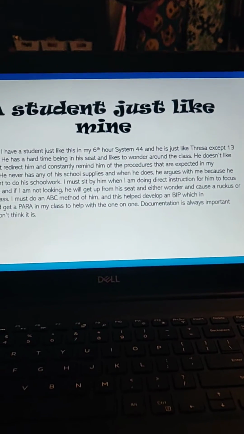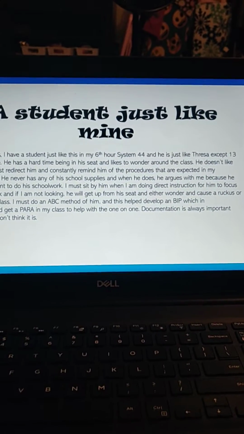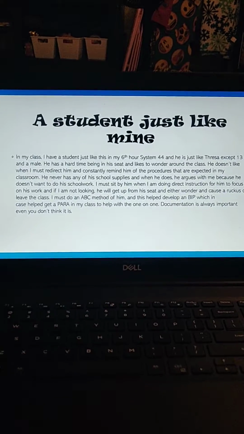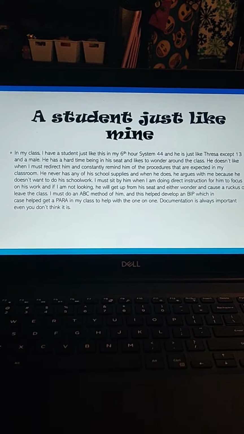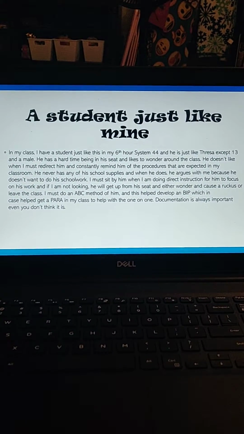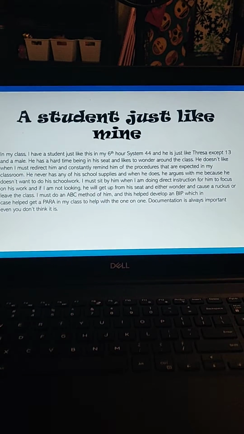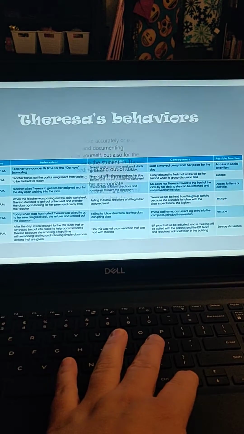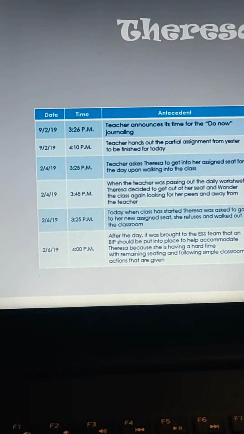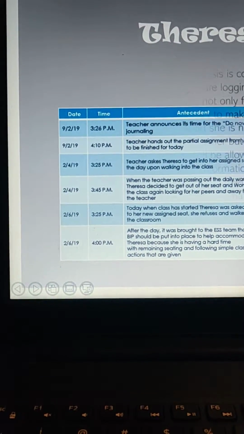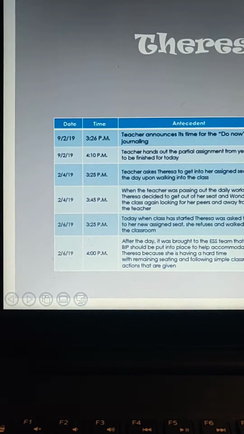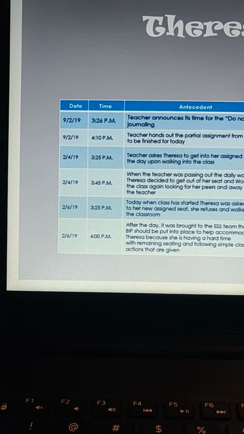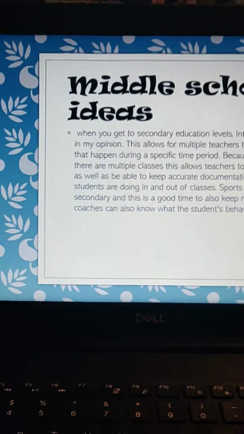So I went ahead and intervened, and I did a student just like mine. So in my class, I teach 7th and 8th grade ESS, System 44 and Read 180. And I have a student just like Teresa, which is why I did this behavior plan just like mine. My 6th hour goes from 3:15 to 4:20. So that's why I did my journaling based on those hours.